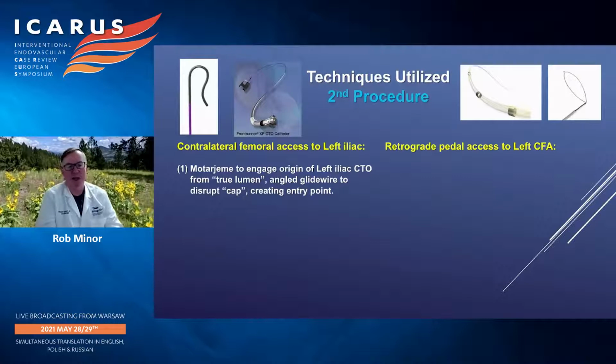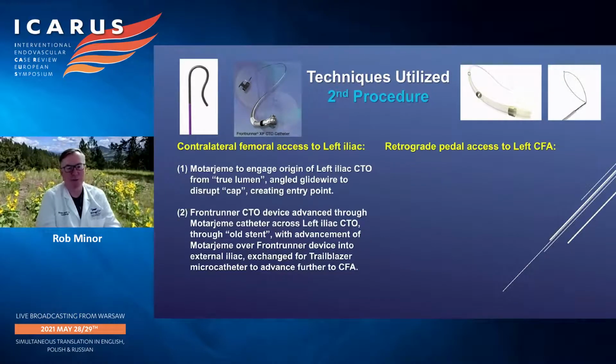Contralateral femoral access to the left iliac artery allowed the Materjame catheter to engage the origin of the CTO from the true lumen, and an Angle Glide wire was used to disrupt the cap. The Frontrunner CTO device was then advanced through the Materjame catheter across the CTO and old stent, and the Materjame catheter was advanced over this device to the external iliac artery, exchanged for the Trailblazer microcatheter, and this was advanced to the common femoral artery but could not cross into the true lumen of the SFA.